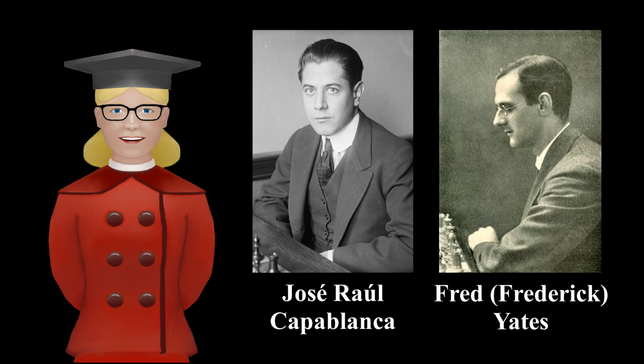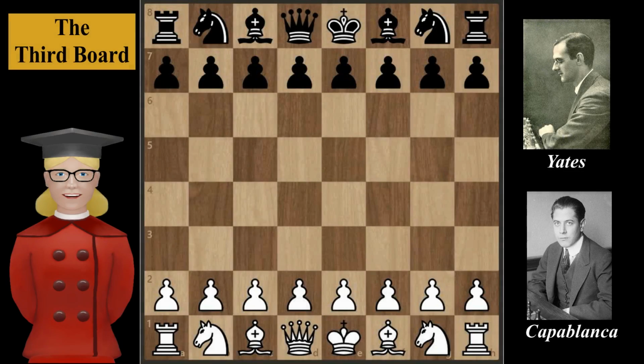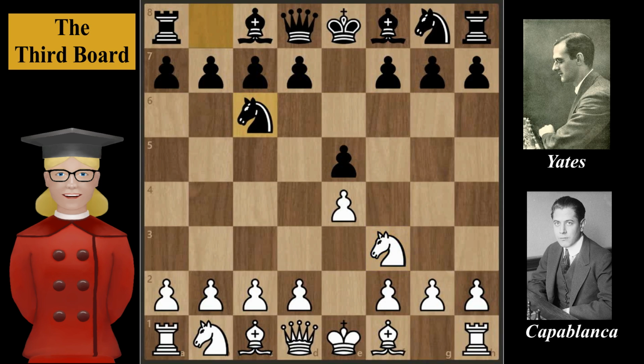So, let's begin. José Raul Capablanca had white and starts with pawn to e4. Frederick Yates responds with pawn to e5. And after, knight to f3, knight to c6, bishop to b5. We have on this board the Ruy Lopez, also called Spanish opening.